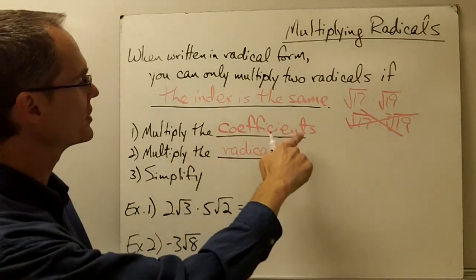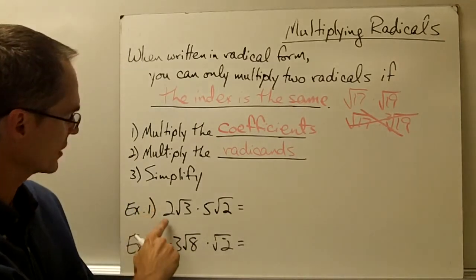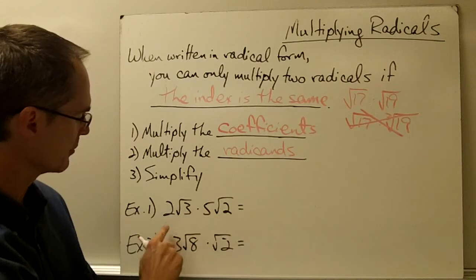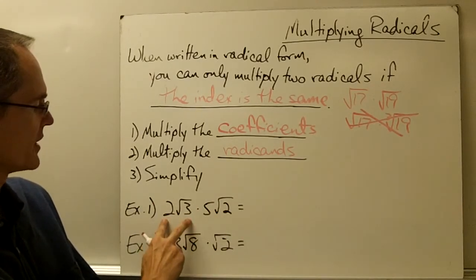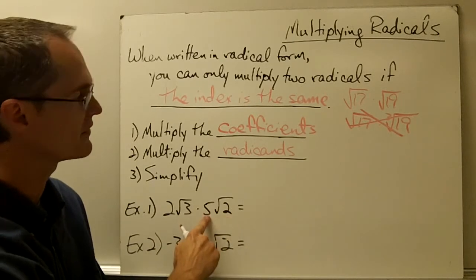Now, the coefficients of a radical expression, that's the same as coefficients of any algebraic expression. The coefficients are the numbers that come before the radical symbols. So, for example, the coefficient of this radical expression is 2. The coefficient of this radical expression is 5.